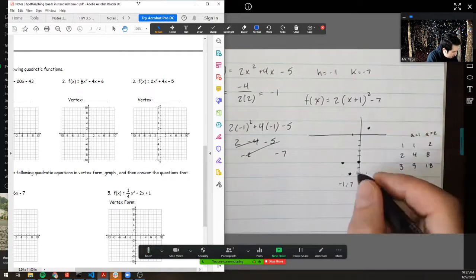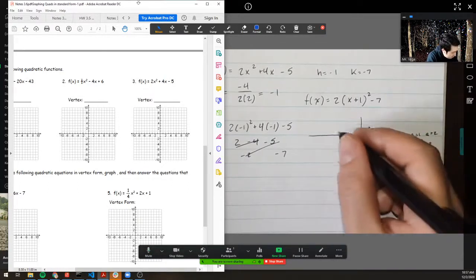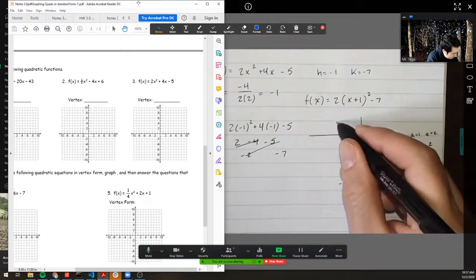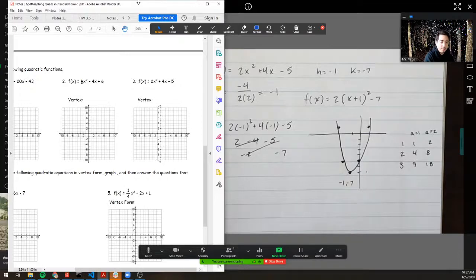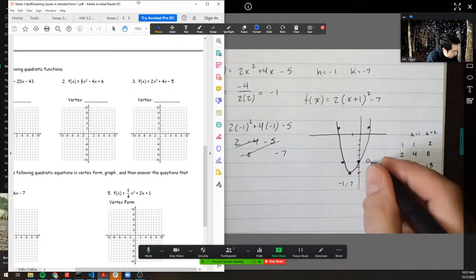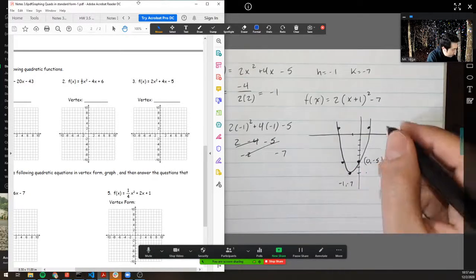Talking about there. And those 5 points are enough to graph this. So there's your graph. You have points at 0, negative 5. Should be at 1, 1.